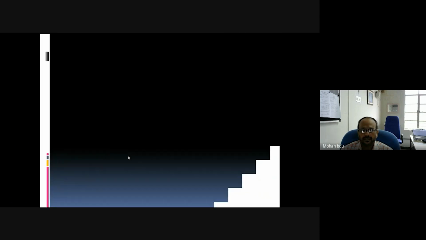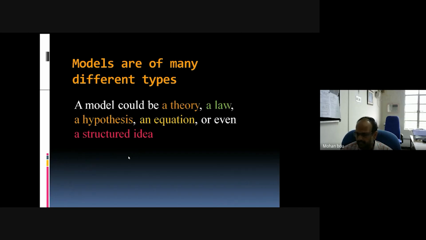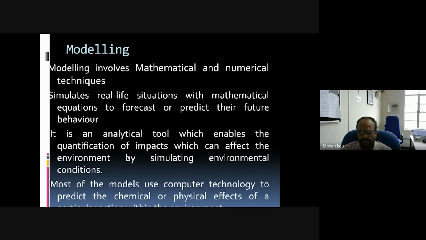And there is another method to assess or predict the impacts of the development project on the environment, that is modeling. A model is something which mimics the real world, or a model could be a theory, a law, a hypothesis, an equation, or even a structured idea. Modeling basically involves mathematical and numerical techniques. The model tries to simulate real world situations with mathematical equations to forecast or predict future behavior.